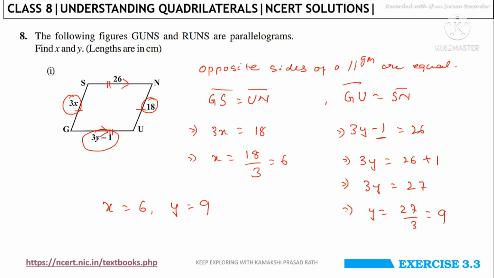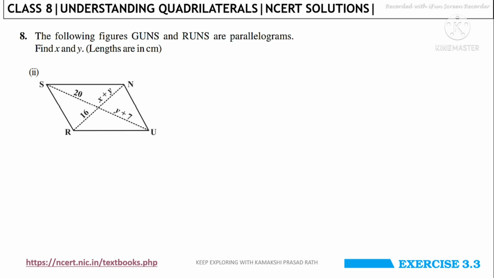So here we have used the property that opposite sides of a parallelogram are equal. The question says RUNS is a parallelogram. So we have to find the values of x and y. Here we can see x and y are present in the diagonals. So we have to use the property of diagonals of a parallelogram. We know that diagonals of a parallelogram bisect each other. When we say bisect each other, that means they divide each other into equal parts.